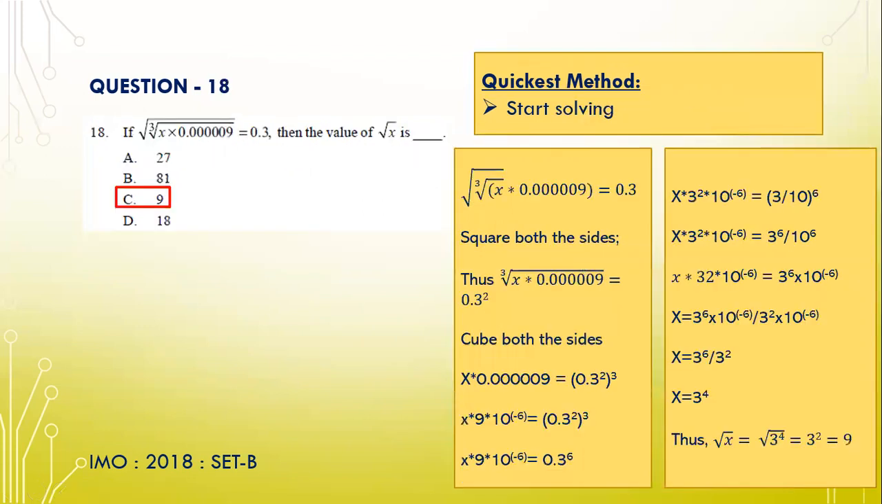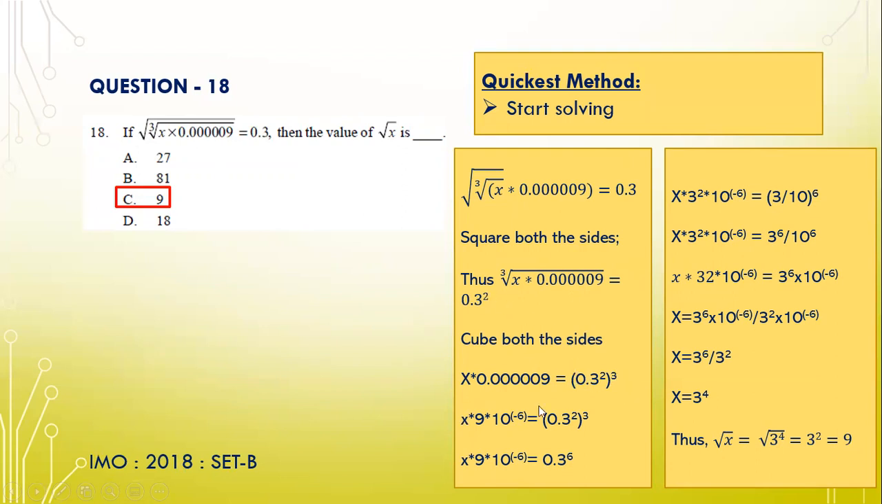Next one: if the square root of the cube root of x into 0.000009 is equal to 0.3, then the square root of x is how much? So start calculating. Here you square both the sides, isn't it? So if you square both the sides, it will be the cube root of x into 0.000009 is equal to 0.3 squared. Now again we'll cube both the sides. So x into 0.000009 is 0.3 squared whole cube, isn't it?